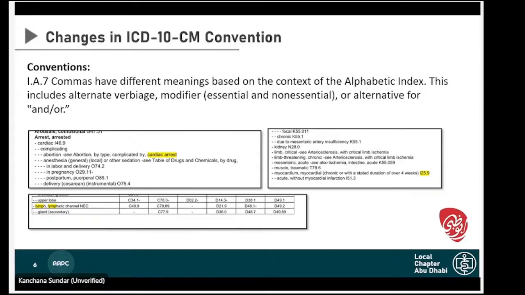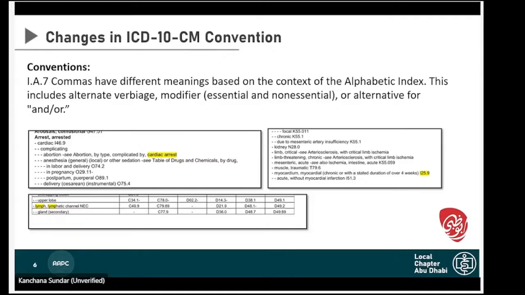I'm coming to the next snip, which is regarding I25.9, highlighted here. Myocardium, myocardial. Very evidently it is an alternative verbiage, so a comma has been applied in that meaning. And when it comes to lymph, lymphatic channel, the alternative term is also applied in this sense. This comma applies if your document talks about lymph and lymphatic channel. Still, this goes with the same code.